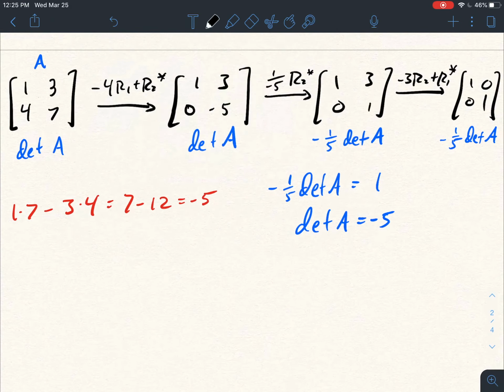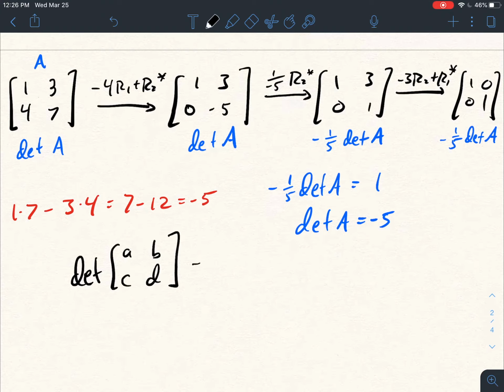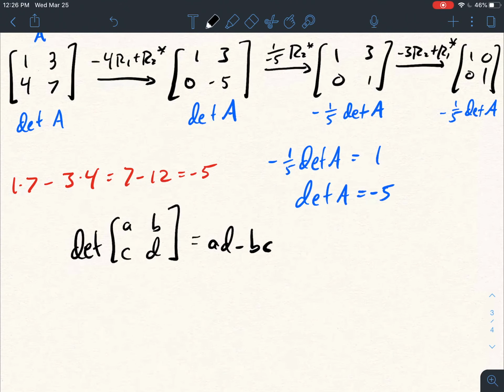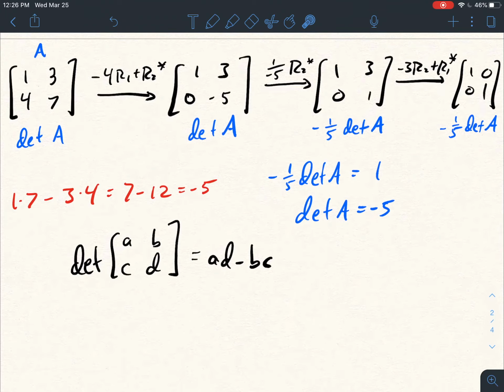And so in general, the determinant of ABCD is going to be equal to AD minus BC. This is a general fact. If I were to calculate the determinant of any 2 by 2 matrix, I could do this calculation, or I could just say that it's this using that same work.